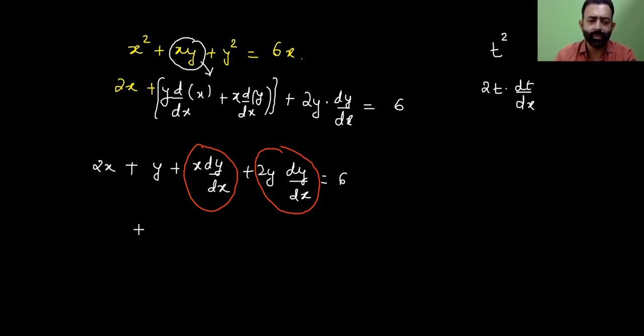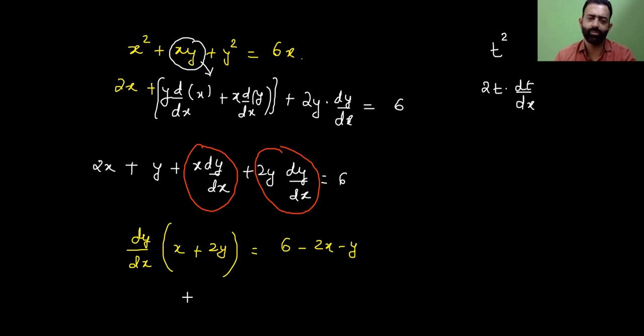So taking dy by dx outside as a common factor, you will get dy by dx multiplied by x plus 2y, right? And transfer all the terms to RHS, you will get 6 minus 2x minus y. Okay, now it is very easy, you can find out the value of dy by dx. Just transfer this factor to RHS in the denominator. So dy by dx is 6 minus 2x minus y, because consider this whole bracket as a single factor.